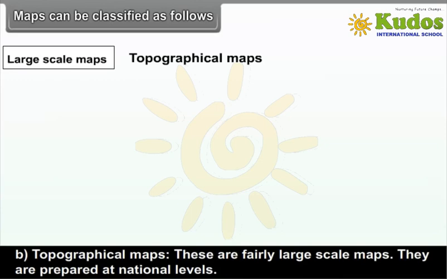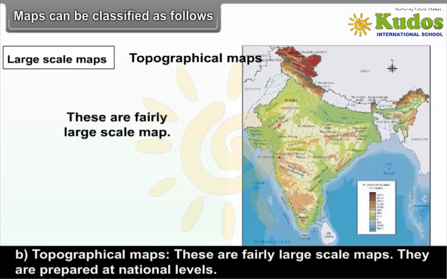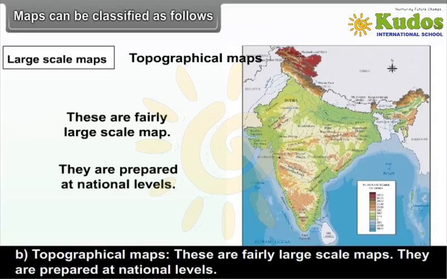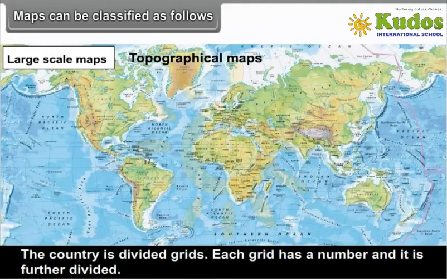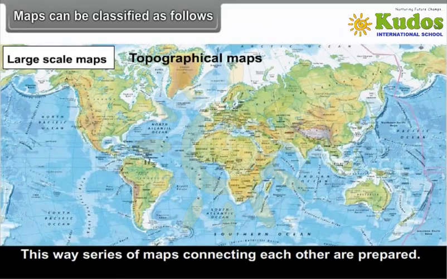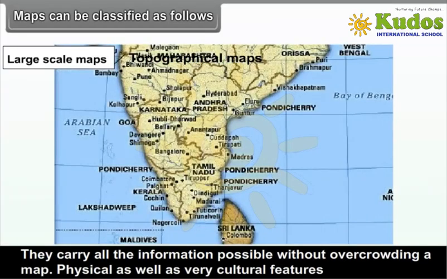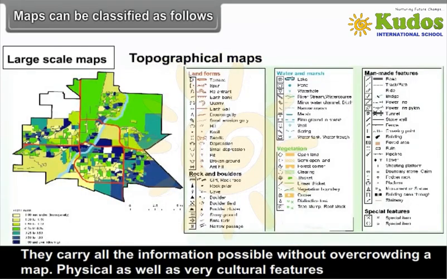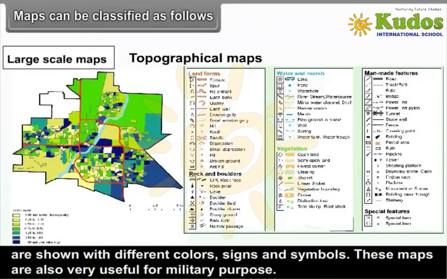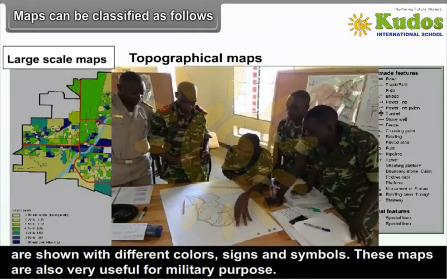Topographical maps. These are fairly large-scale maps. They are prepared at national levels. The country is divided into grids. Each grid has a number and it is further divided. This way, a series of maps connecting each other are prepared. They carry all the information possible without overcrowding a map. Physical as well as cultural features are shown with different colors, signs and symbols. These maps are also very useful for military purposes.